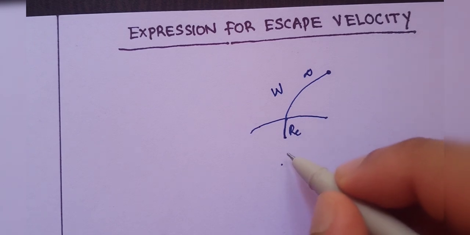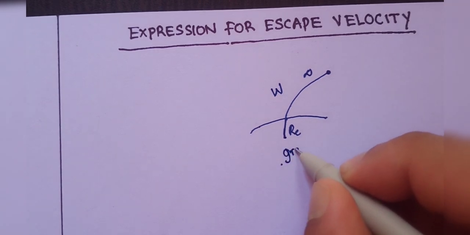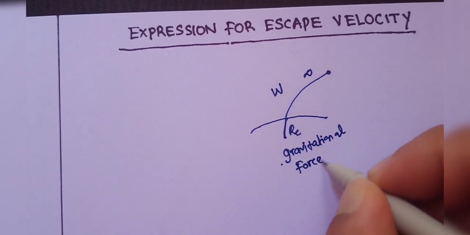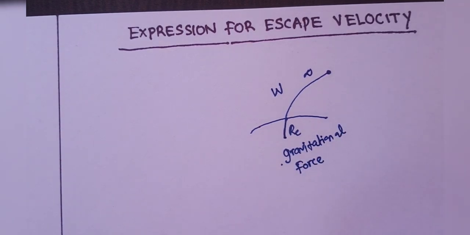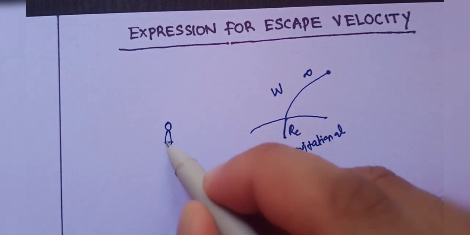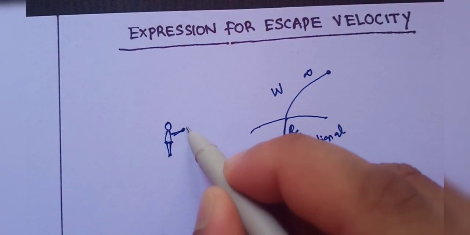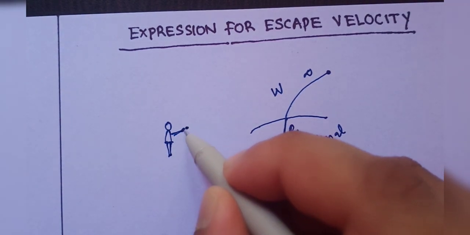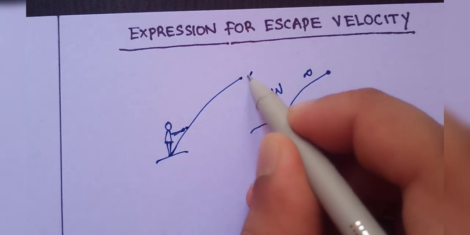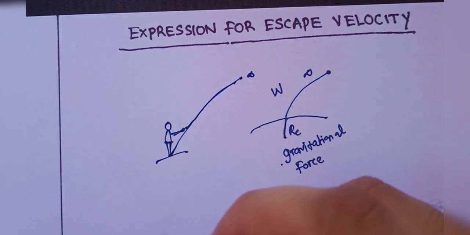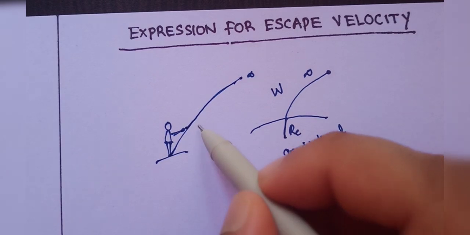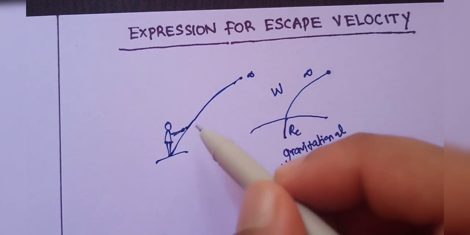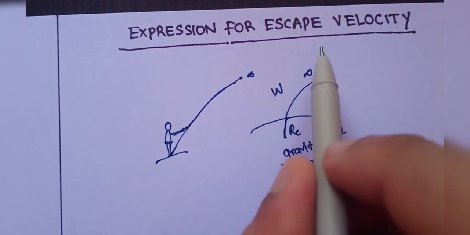So on Earth we experience a gravitational pull that is called the gravitational force, which we have already studied as per Newton's law of gravitation. Maybe if this is you and you are trying to throw a ball from the Earth's surface, now you are throwing from here to here, again to the infinite position. Now you tell me, at what velocity should I throw this ball so that it will escape from the Earth's gravitational pull? So that term is called your escape velocity.